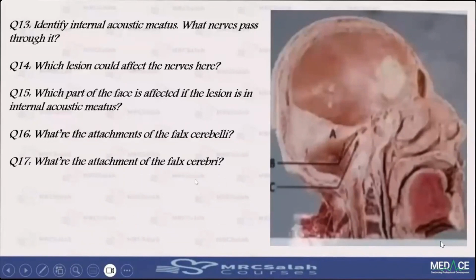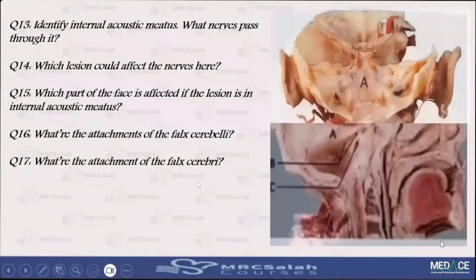What are the attachments of the falx cerebri? So anteriorly would be the crista galli of the ethmoid, and posteriorly would be the attachment of the tentorium cerebelli. Yes, upper surface of the tentorium cerebelli. Okay.